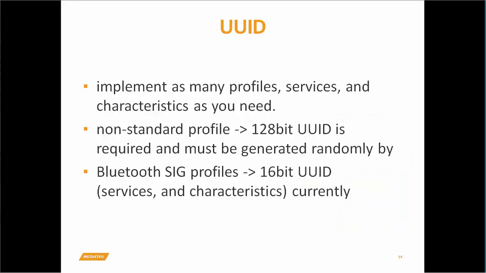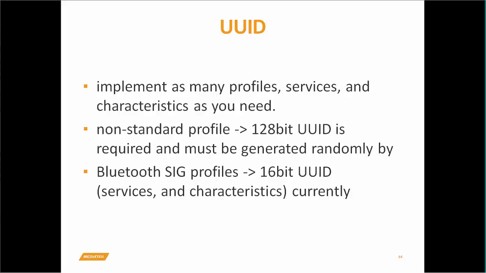We need unique identifiers for these characteristics and services. The standard says you can have completely random unique identifiers which you make up. They have to be 128 bits long, and you can randomly generate them. But each service and each characteristic has to have a unique identifier.